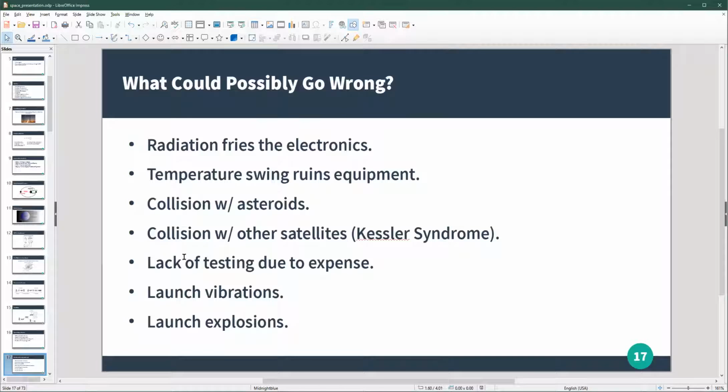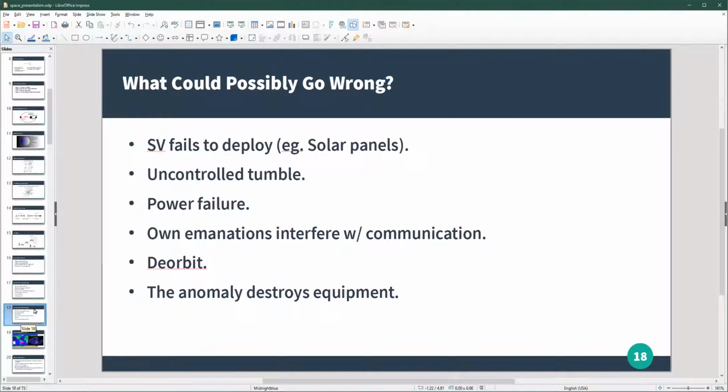You can lack testing due to expense, right? Because how hard is it to test a rocket or test a piece of space equipment? You have to have very specialized equipment to do that, specialized conditions. Launch vibrations, of course. Rockets are just really powerful and they're shaking, and that can destroy your satellite. And of course, sometimes things just don't get off the launch pad. Things either don't get into space, or they explode on the launch pad. It's pretty awesome, but unfortunately, if you put 2 years of your life in a robot going up into space and it blows up on the launch pad, well, that's life. Not much you can do about that.